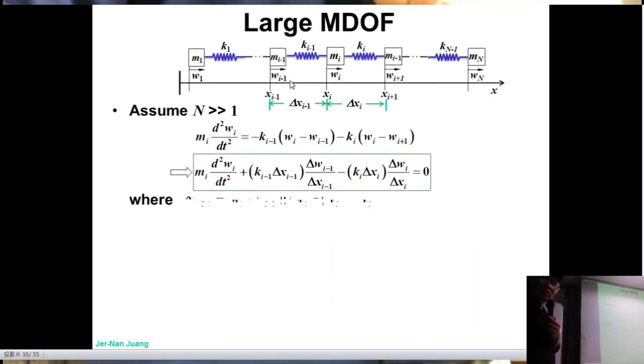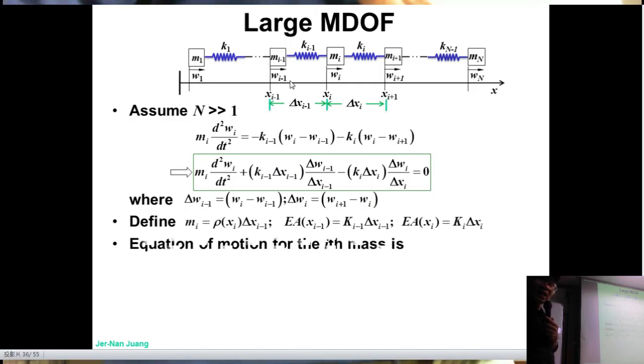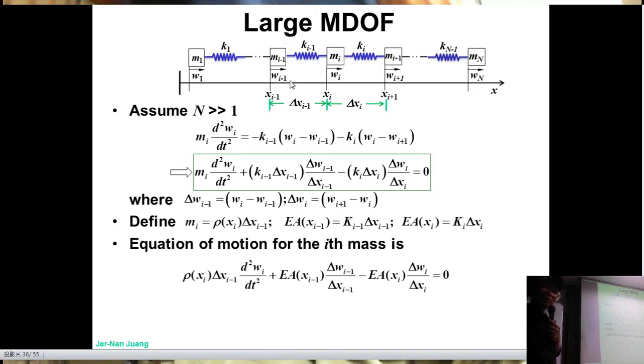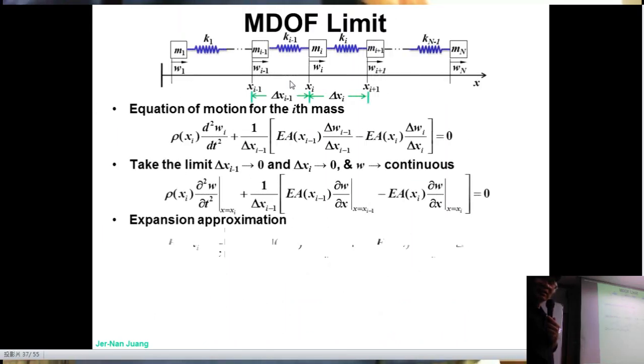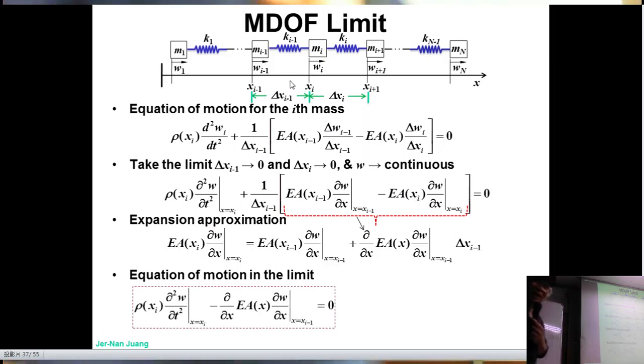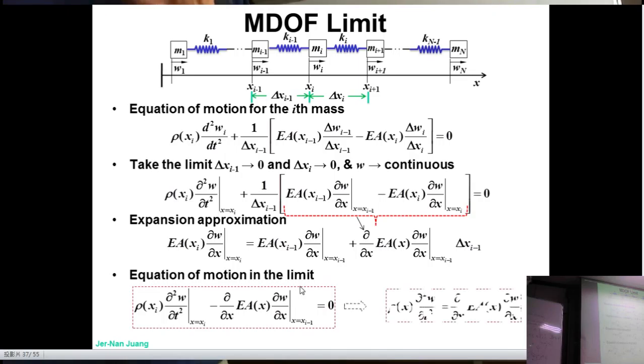When it's a large MDOF, then I start doing it: it becomes delta W, delta X, a very small distance. And after that, then you can take the limit. The key is I want to show you that it becomes a partial differential equation like this. The last is becoming a partial differential equation, the equation of motion in the limit, and in the next part, this one is a PDE.